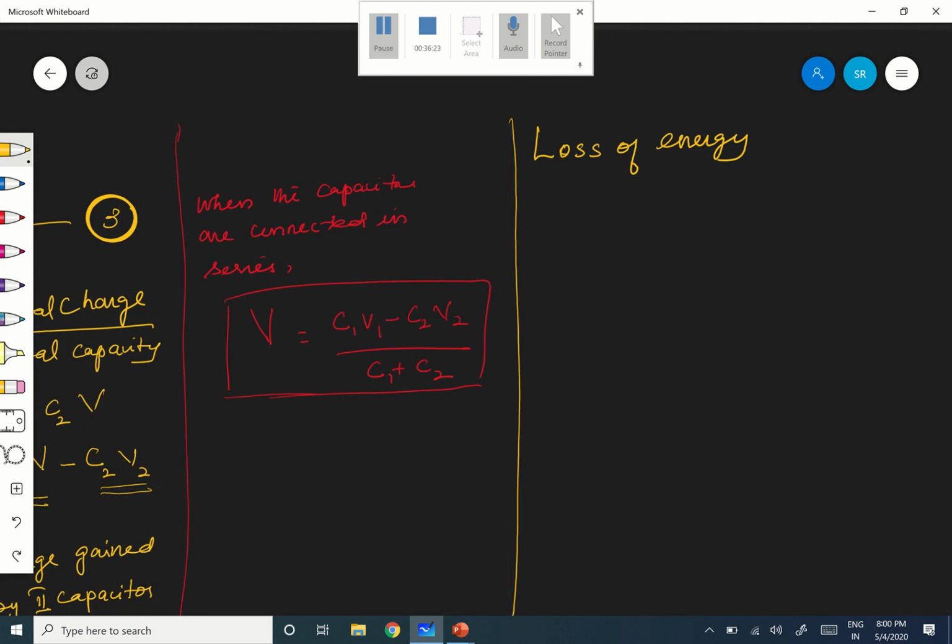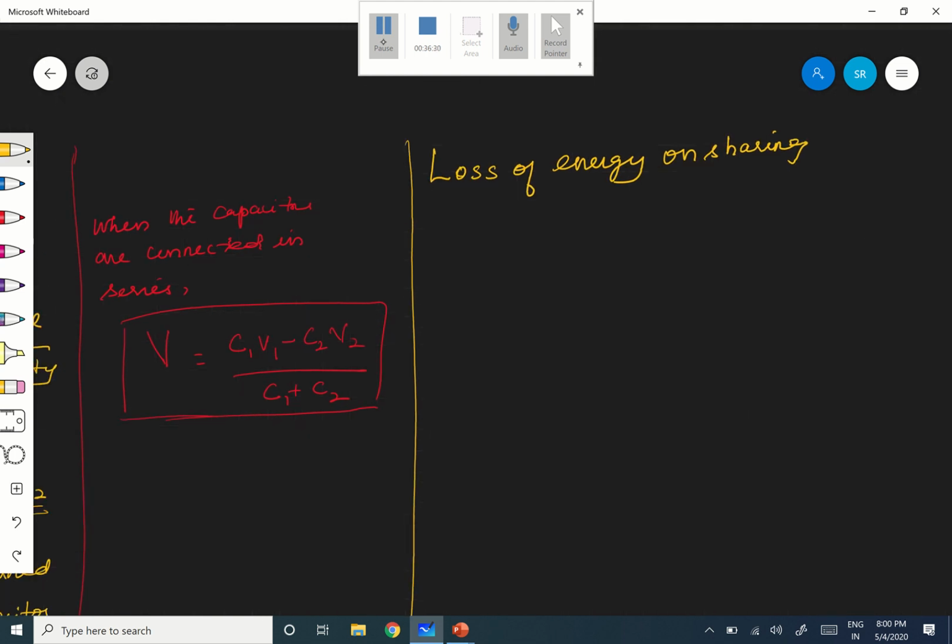Loss of energy on sharing the charges. On sharing charges, now we are going to see what the expression is. When two capacitors are connected, though there is no loss in the charge, there is some loss of energy. How? When you are connecting two capacitors, immediately some energy will be dissipated in the form of heat.